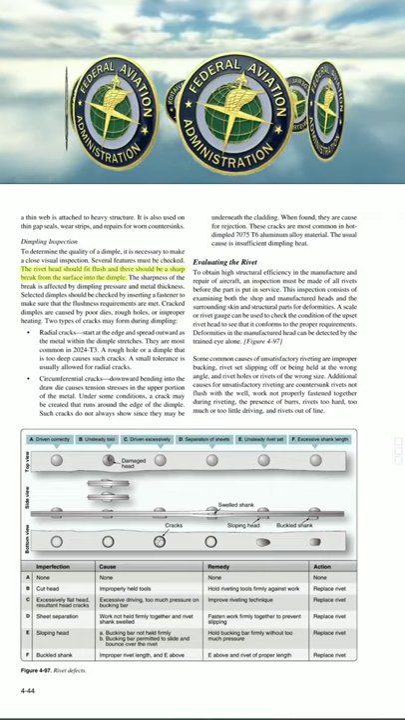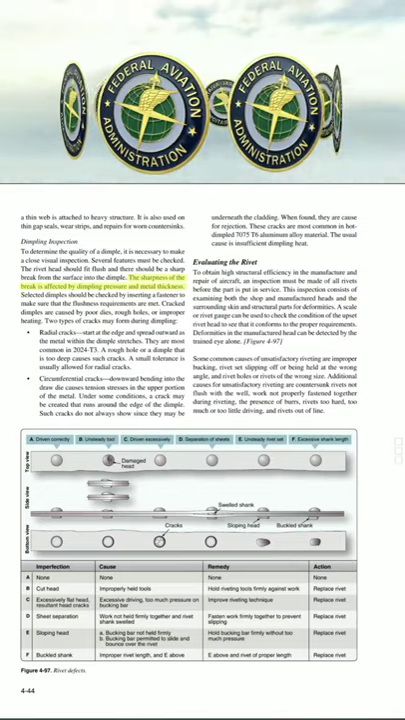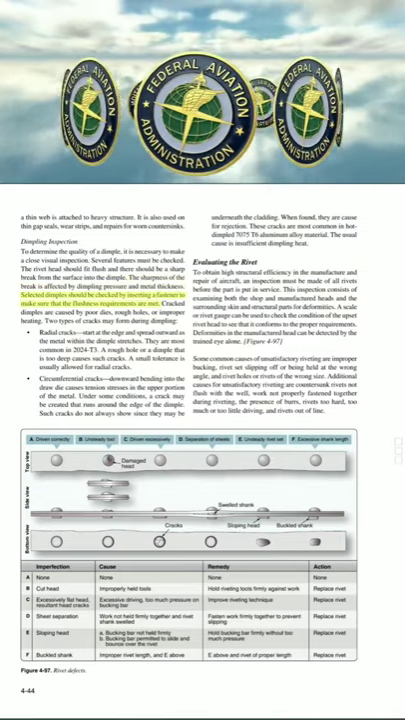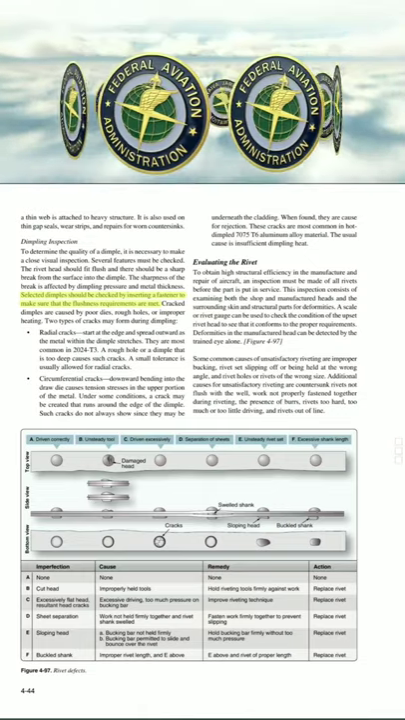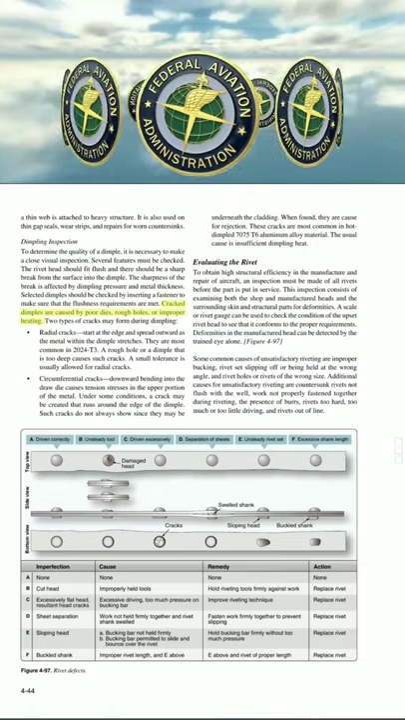The rivet head should fit flush, and there should be a sharp break from the surface into the dimple. The sharpness of the break is affected by dimpling pressure and metal thickness. Selected dimples should be checked by inserting a fastener to make sure that the flushness requirements are met. Cracked dimples are caused by poor dies, rough holes, or improper heating.